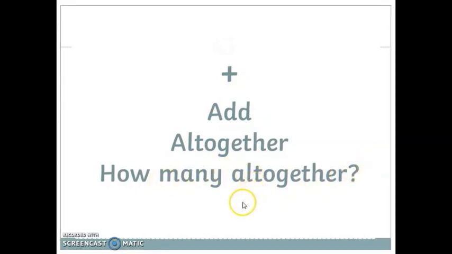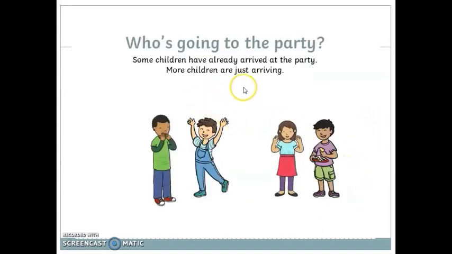Dear students, to do the recall of addition, I have an interesting activity with you. In this activity, there is a birthday party. As you can see, in this birthday party, some children have already arrived, but more are coming. Students, all we have to do is count all together how many children are there at this birthday party. Would you like to do it with me?